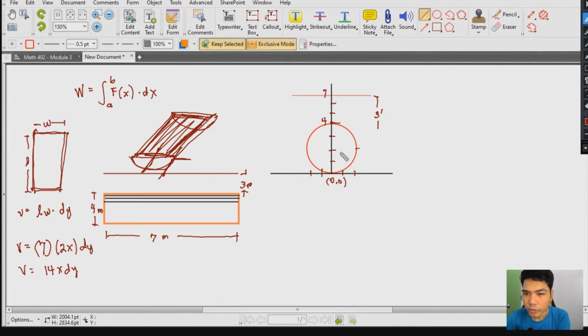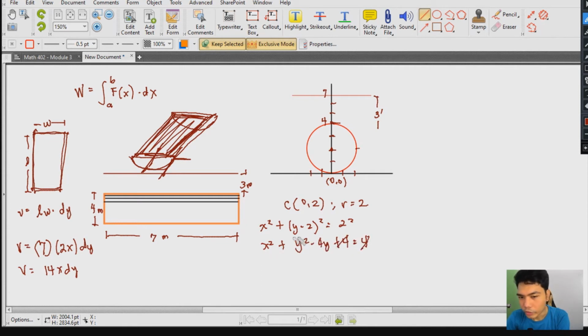So we could just use the equation of the circle here. Remember, the center here lies at (0, 2), and then the radius would be 2 units. So therefore, the equation of the circle becomes x squared plus (y minus 2) squared is equal to 2 squared. And then we can just expand. So this gives us the equation of x in terms of y, so that is x equals the square root of 4y minus y squared. Therefore, we can now express this x in terms of y so that we'll have a single variable. So that's 14 multiplied by the square root of 4y minus y squared and then dy.